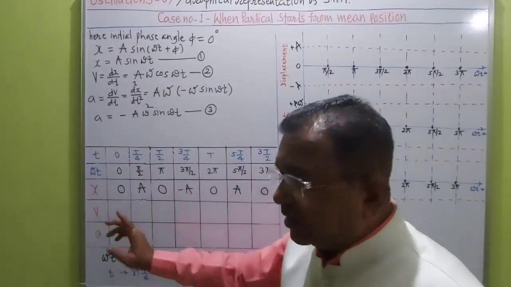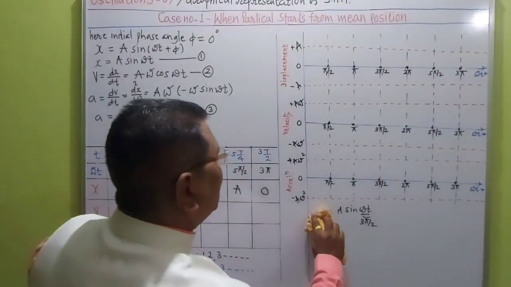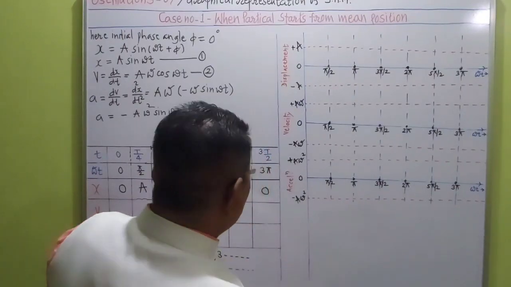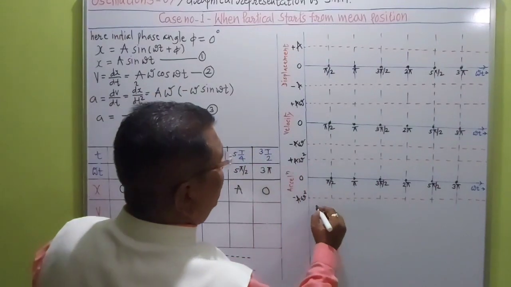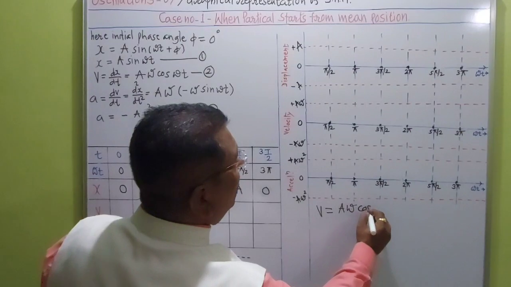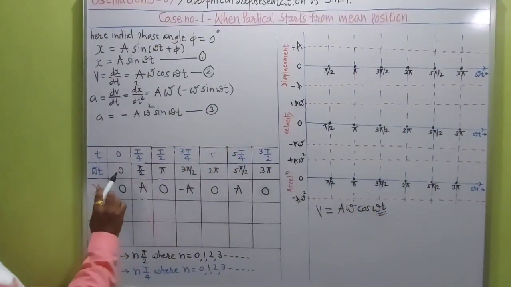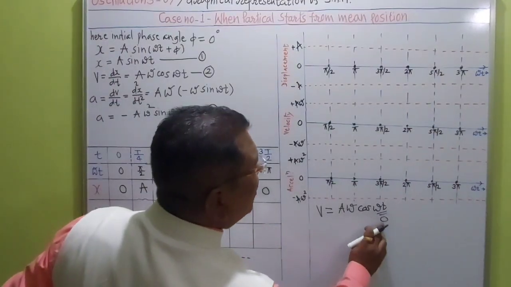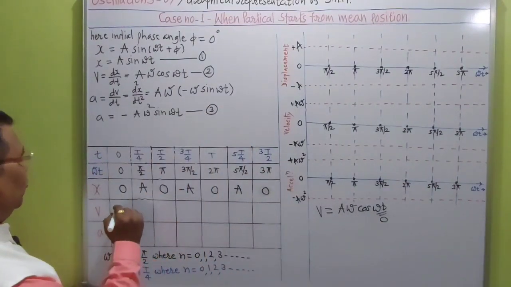Then see the equation of velocity. What is the equation of velocity? Let me clean the board at first, then write down the formula of velocity. Equation number 2: v is equal to A omega cos omega t. Put the values of omega t. Omega t is equal to 0 at first. Cos 0 is equal to 1, 1 into A omega. We get A omega.